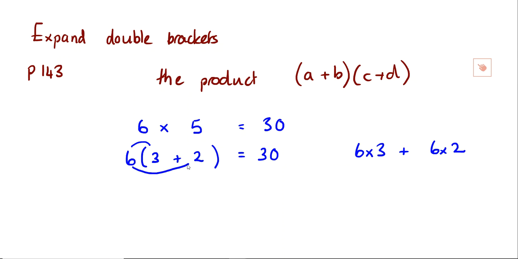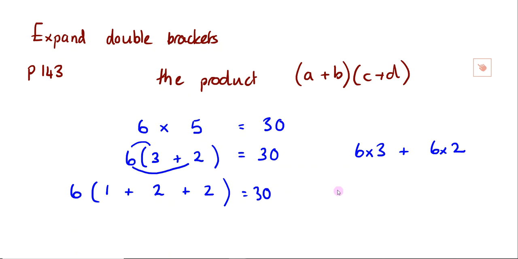It makes sense because I've got 6 times 5, 6 lots of 5, and if I split the 5, I've still got to have 6 lots of those parts. So, for instance, if I did 6 lots of 1 plus 2 plus 2, is that not still 6 times 5? So the answer is still going to be 30.